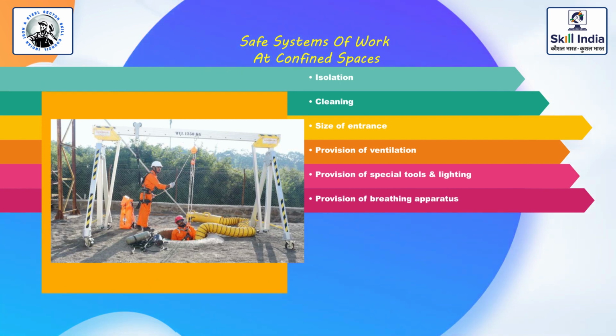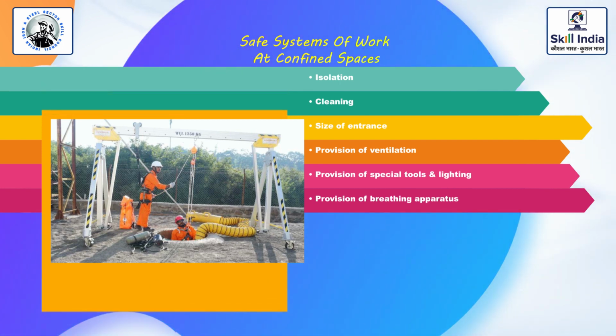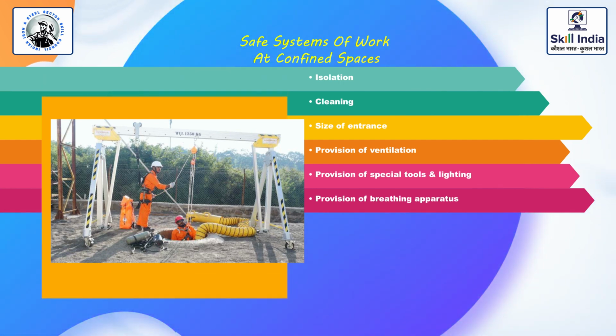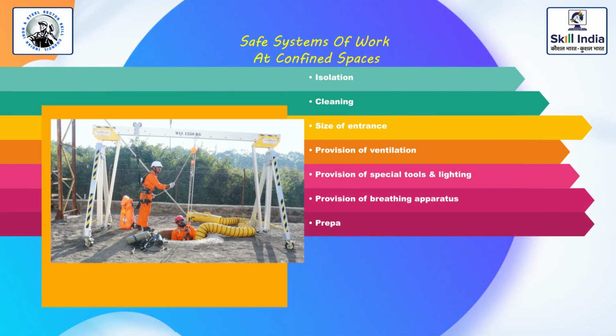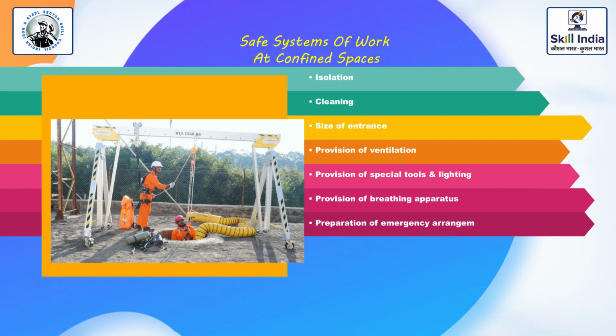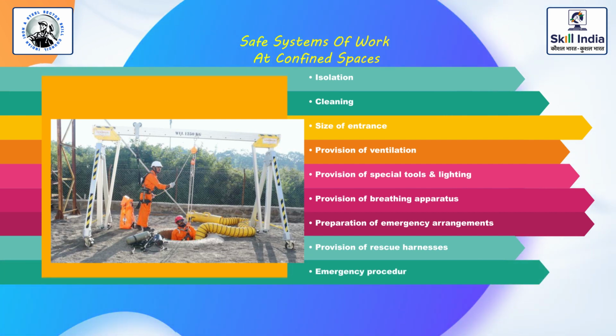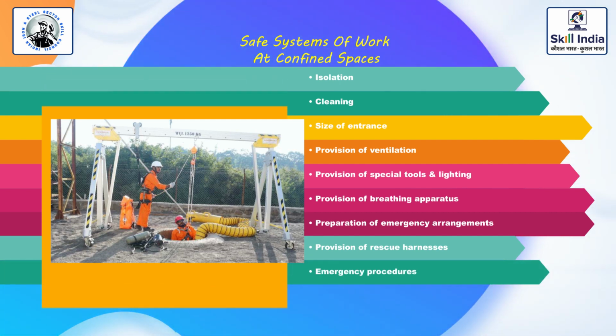Check availability of a breathing apparatus if the air is not adequate and safe for breathing due to the formation of poisonous gases and fumes. Check if emergency arrangements are done properly. Check the availability of safety harnesses. Ensure proper emergency procedure is in place, like use of alarm system and rescue operations in case of danger.